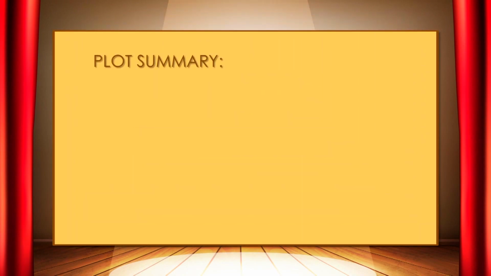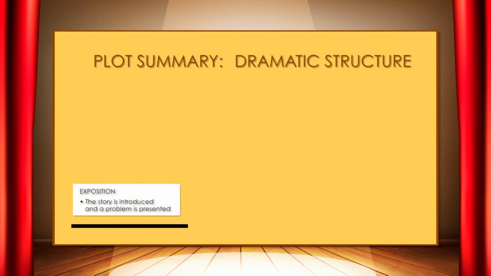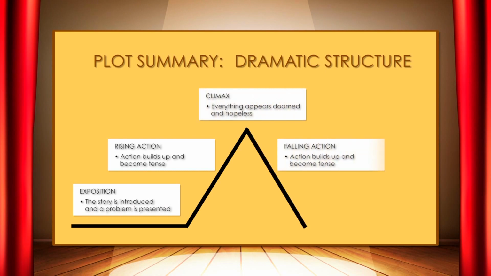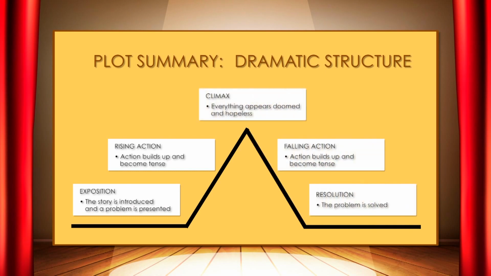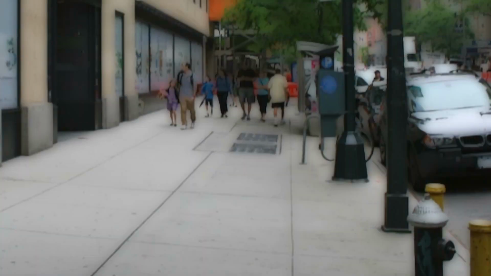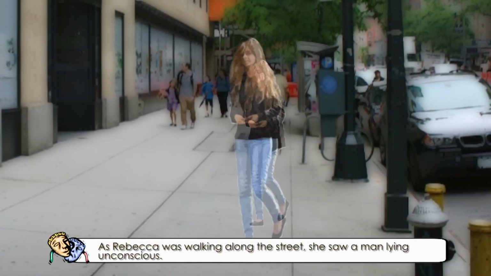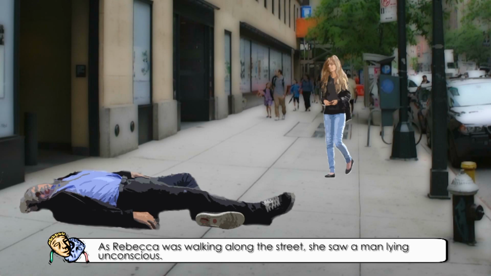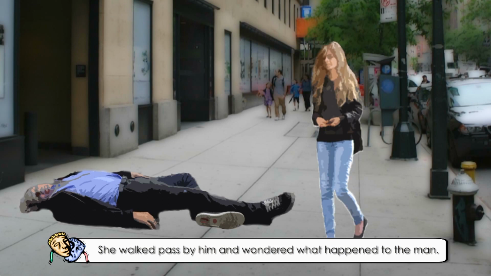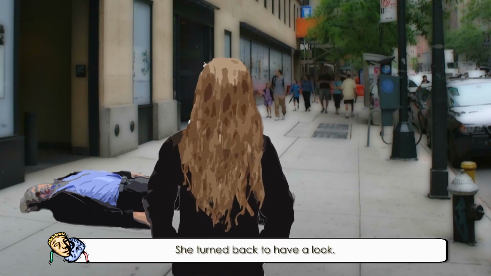In this section, I'm going to use dramatic structure to describe the events that took place in this drama. Exposition. As Rebecca was walking along the street, she saw a man lying unconscious. She walked past by him and wondered what happened to the man. She turned back to have a look.